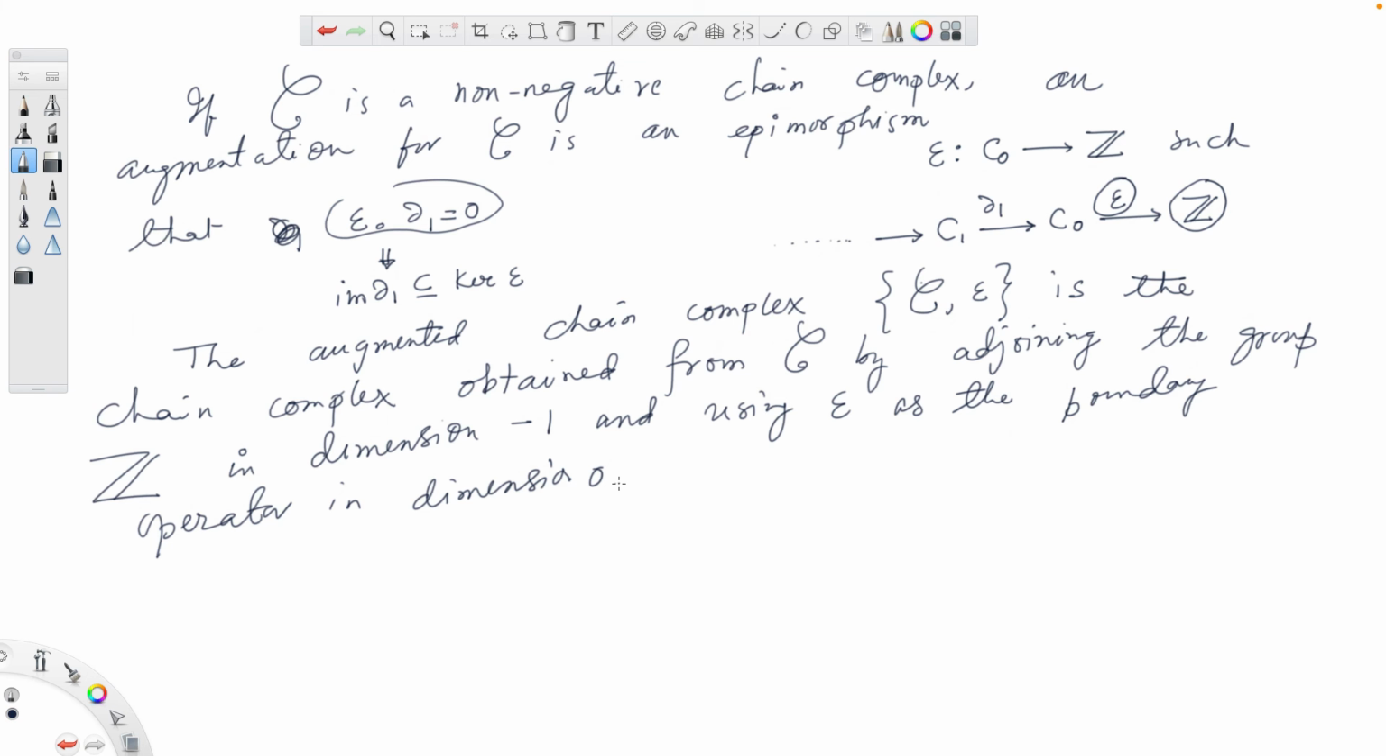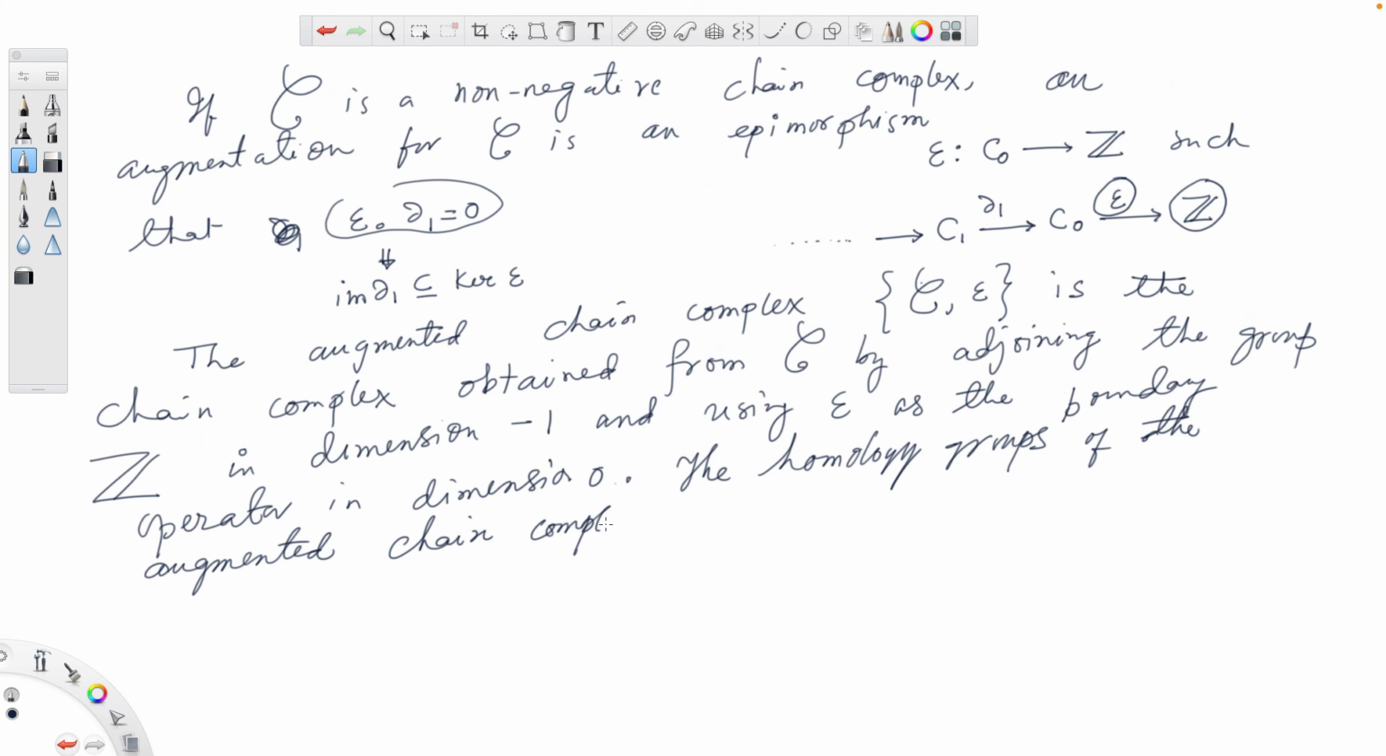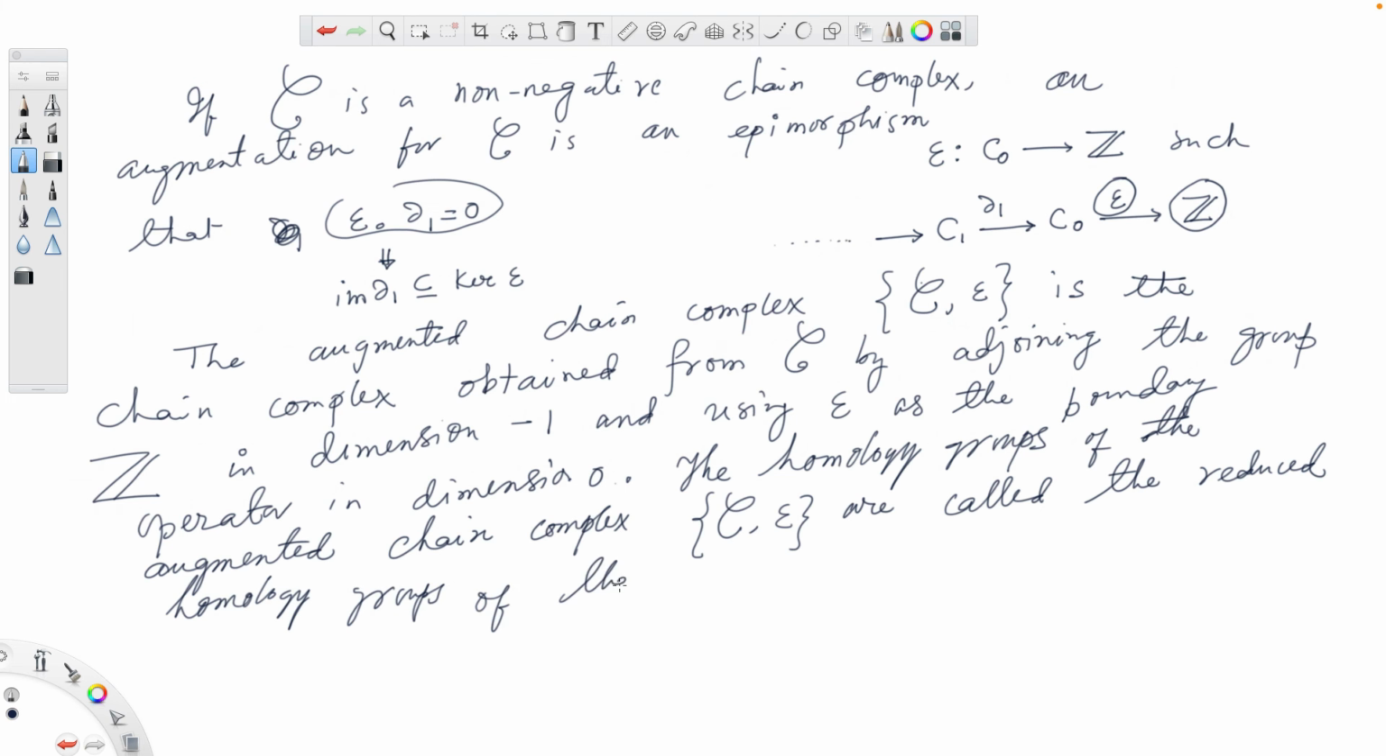The homology groups of the augmented chain complex C_epsilon are called the reduced homology groups of the original chain complex.